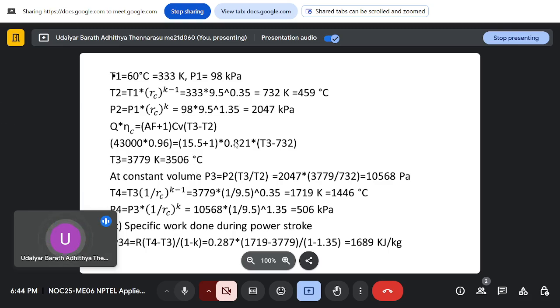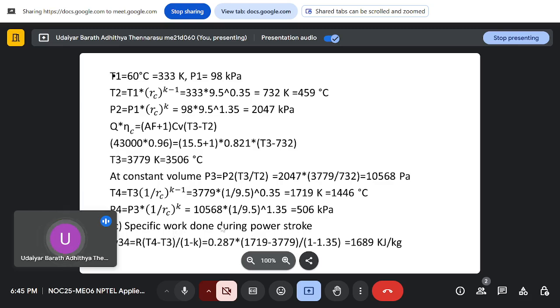Since the heat addition is at constant volume, P3 is P2 into T3 by T2. Substituting the pressures and temperatures, we will get 10,568 kilopascal. Again from there we can estimate the temperature at 4, because it goes through an adiabatic expansion. T4 equals T3 into 1 by RC raised to power gamma minus 1. Substituting, we will get T4 as 1446.4 degrees Celsius and P4 as 506 kilopascal.